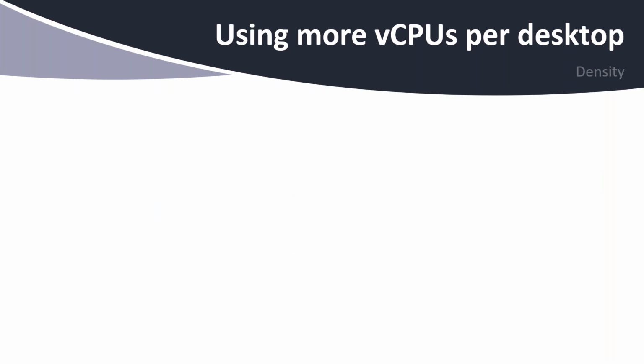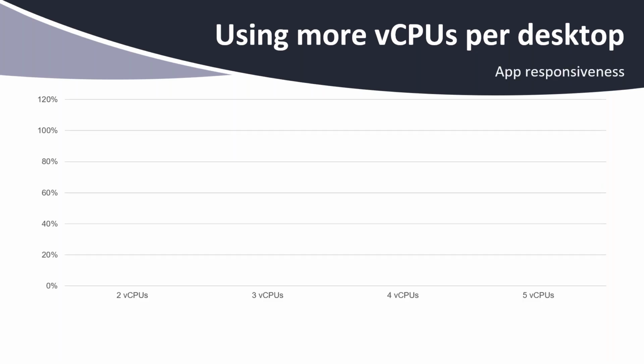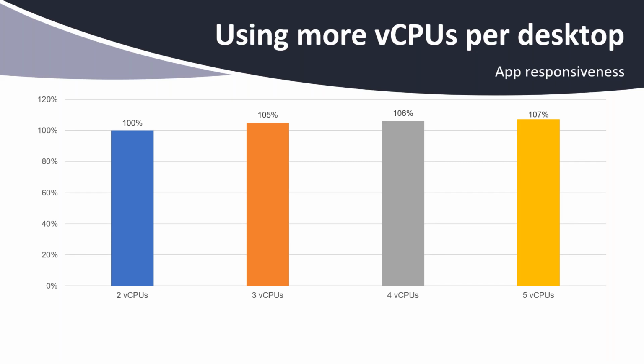But what if we look in terms of responsiveness of the apps? Again, the 2 vCPU option is the 100% baseline. You see a slight increase in responsiveness, especially going from 2 to 4. There's an increase of 6%. But there's only 1% difference between 3, 4, and 5. So it's already a 5% difference from going from 2 to 3 vCPUs.